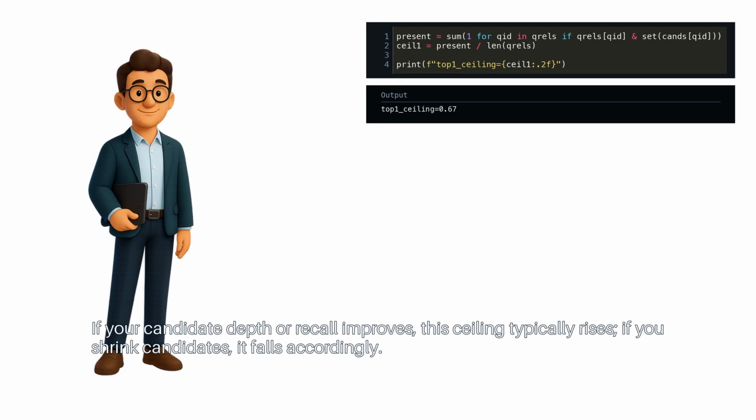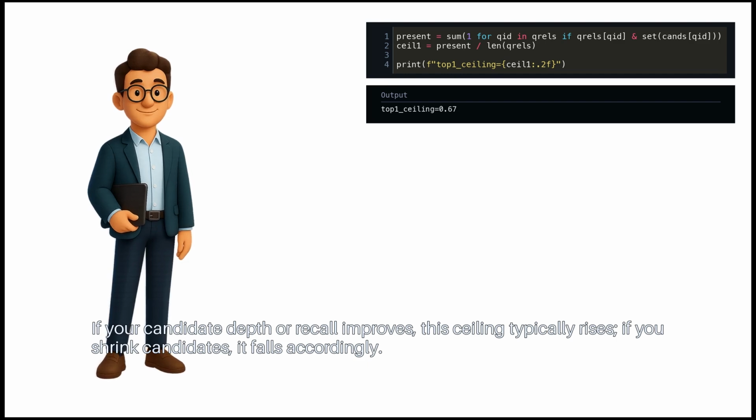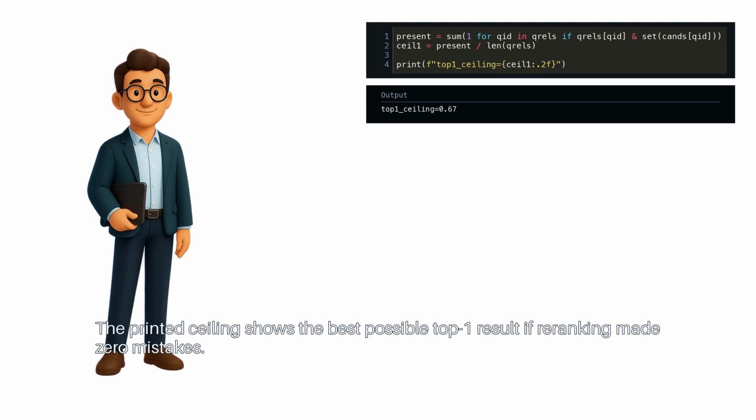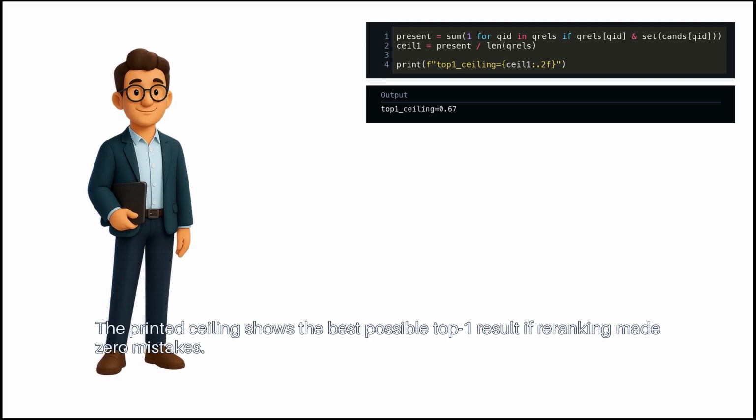If your candidate depth or recall improves, this ceiling typically rises. If you shrink candidates, it falls accordingly. The printed ceiling shows the best possible top one result if re-ranking made zero mistakes.